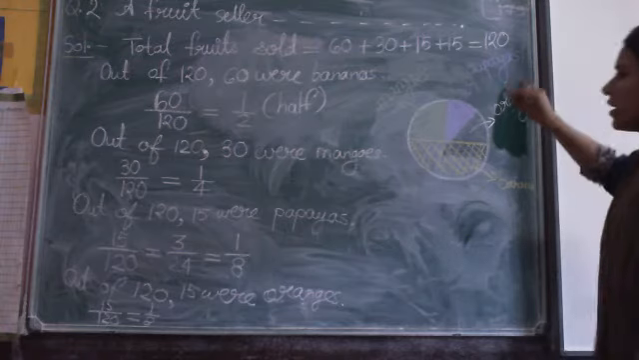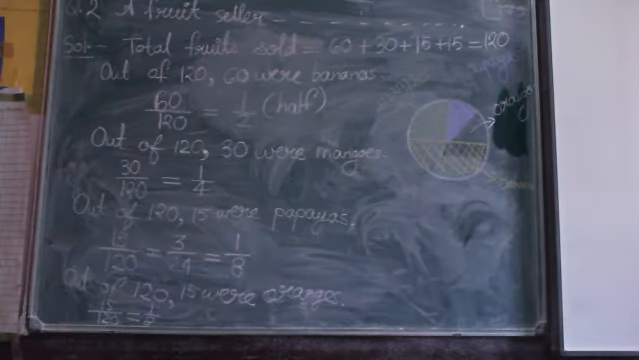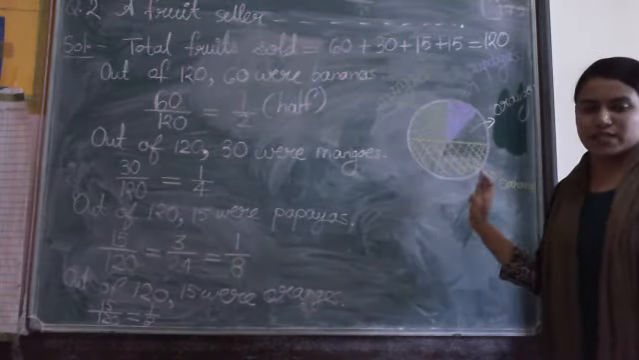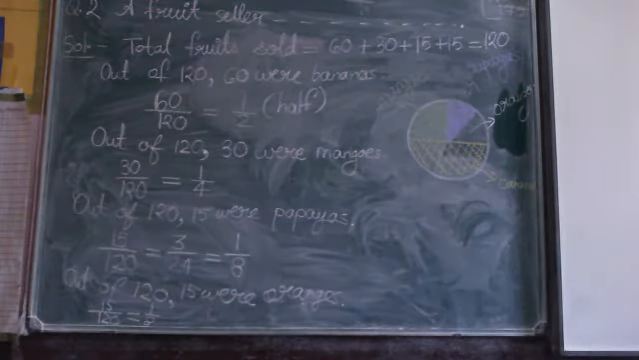So this is how we can represent data on a circle chart or pie chart. Note down this. First of all, note down all these written parts and then draw the circle chart. Question number 2 is complete here. Now question number 3.